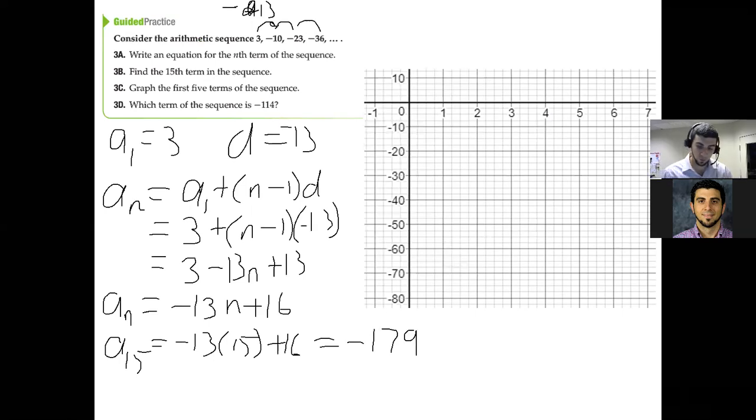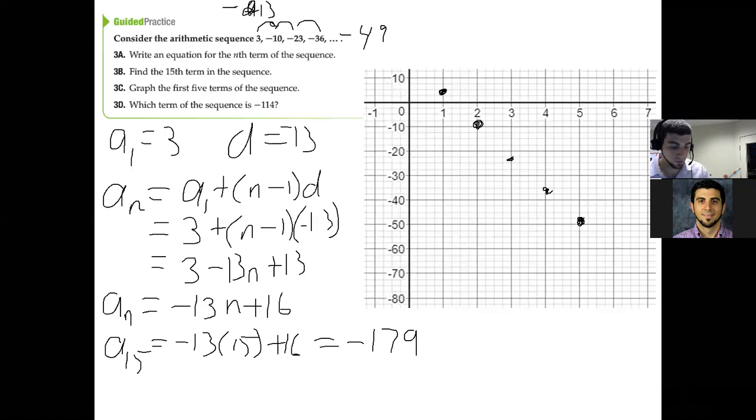So if I want to graph the first 5 terms of the sequence, I know the first 4, and the next one's going to be negative 49. So if I begin to graph that, the first term is 3, which is right about there. The second term is negative 10. The third term is negative 23. The next one is negative 36. And the next one's negative 49. Now remember, I'm not going to connect those with a line because they are just terms. They're not everything in between.